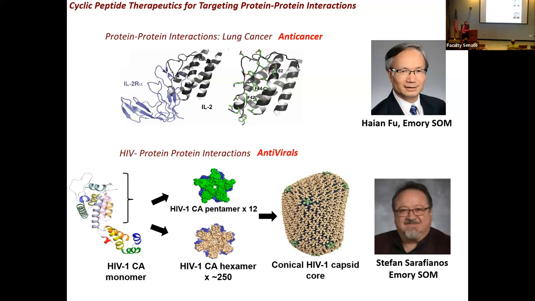Stefan Serafinos at the Emory School of Medicine. And in this particular example, I have shown HIV, but we are also now focusing on SARS-CoV-2. As you all know, SARS-CoV-2 is undergoing mutations pretty quickly. So by using our technology platform, we can generate more binders and more inhibitors for those mutated SARS-CoV-2 in a much more rapid manner. So this is all about our technology one.